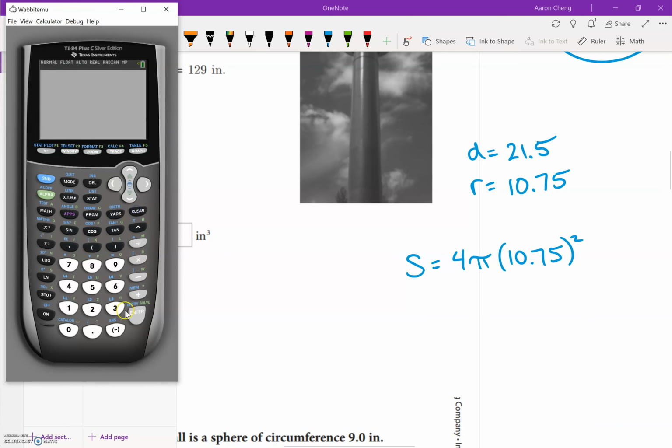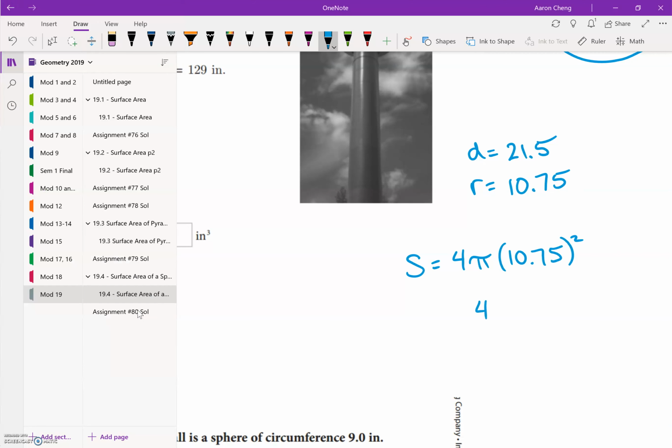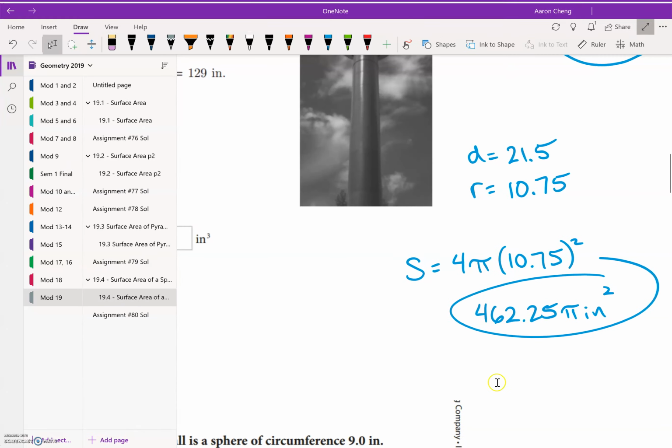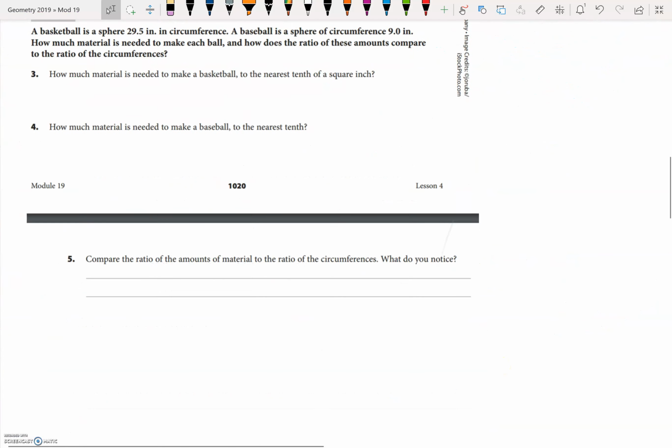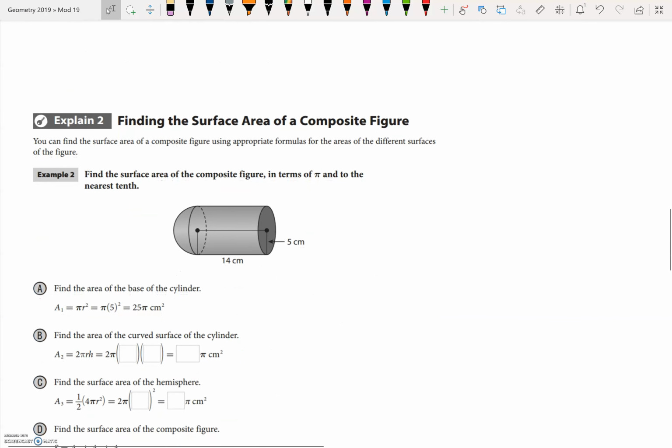All right, I'm just going to write this in terms of pi. 4 times 10.75 squared. So 462.25 pi inches squared, because we're talking about surface area. And then if we want to round to the nearest tenth or whatever, then you just multiply by pi. Okay, so let's go ahead and move on to composite figures.